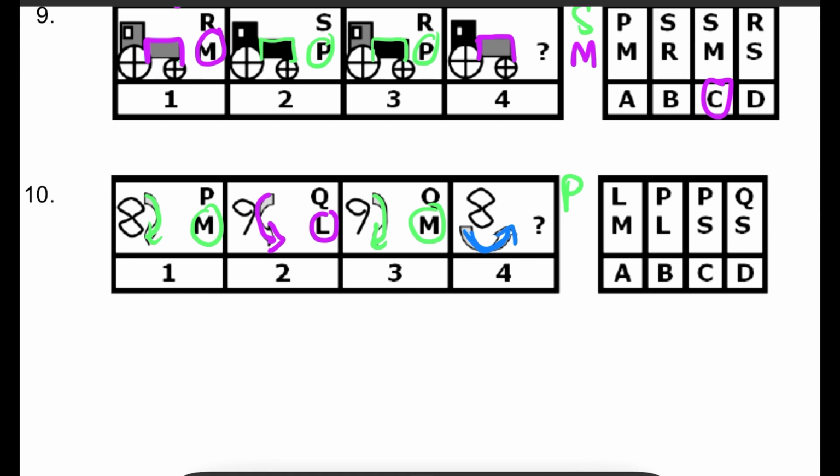Well, we know the first letter's got to be a P, so we can rule out A. We know it can't be an L because it's not the same as the arrow in box 2. And we know it's not D because the first letter's got to be a P. So the answer's got to be C, because the second letter here is an S, and we know that the arrow is different from the other two.